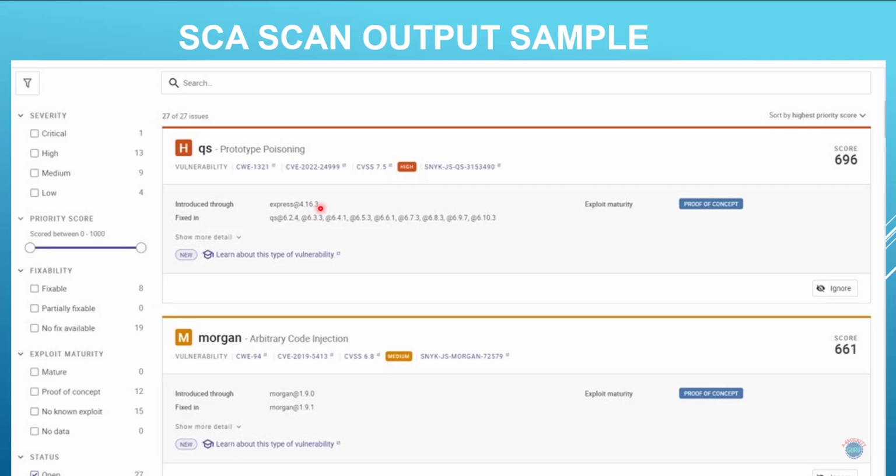So this was all about software composition analysis scan, how it's different from SBOM, and we saw a sample of SCA scan as well. I hope you have enjoyed this lecture. There were a number of things that we learned in this lecture. So same level of information and many more things we are going to learn in the upcoming lectures.